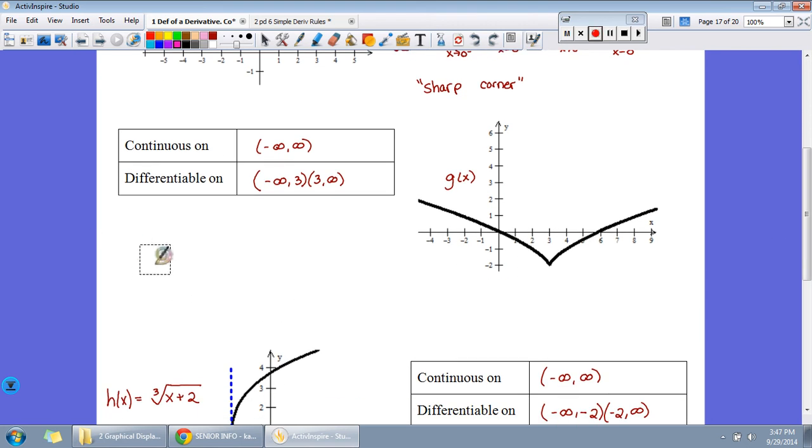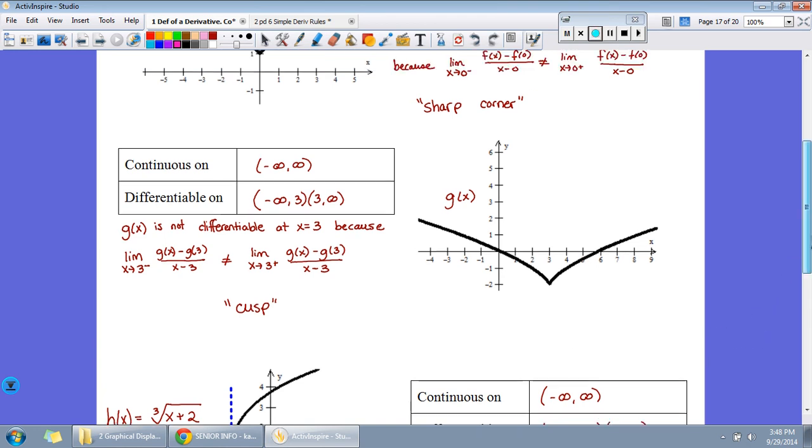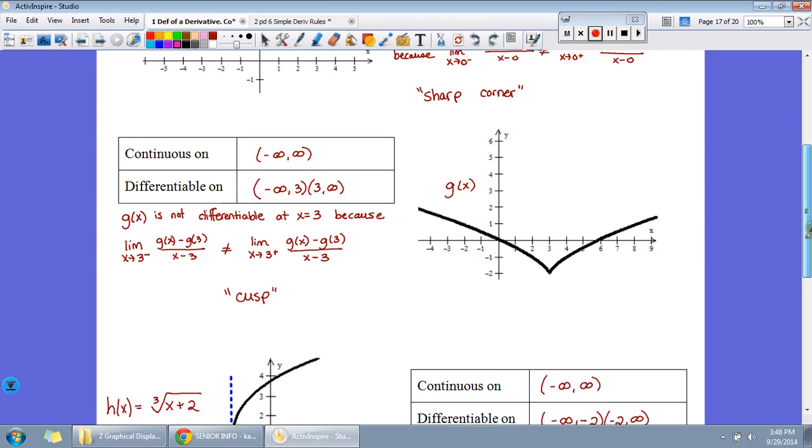For our second function, g of x, we have a continuous function for all real numbers, but g of x is not differentiable at x equals 3 because the limit as x approaches 3 from the left of our derivative is not equal to the limit as x approaches 3 from the right of our derivative. We call this a cusp. Essentially, the difference between a cusp and a corner is a corner has more of a sharp angle, closer to a 90-degree angle, whereas a cusp is just weird and kind of curvy.